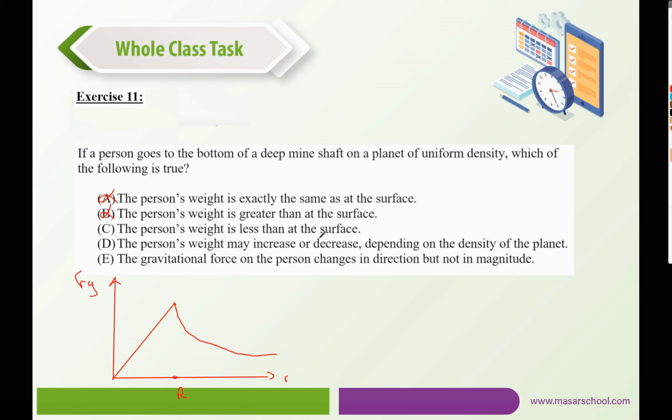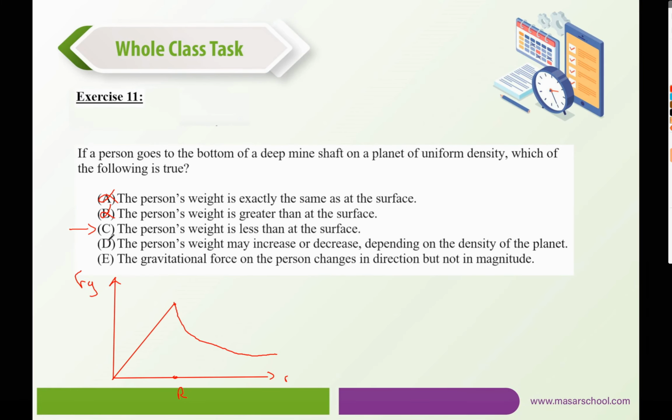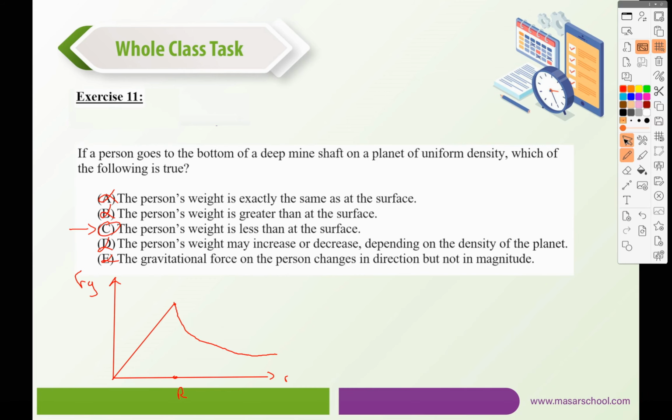The person's weight is less than at the surface, so this is potentially correct. The person's weight may increase or decrease depending on the density of the planet. No, that's wrong, especially since the density is uniform. The gravitational force on the person changes in direction but not in magnitude. No, it's going to change in magnitude and the direction will remain the same, which is toward the center, making C the correct answer.